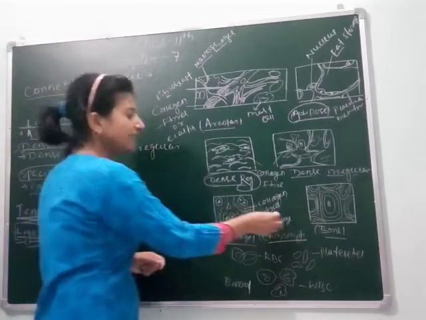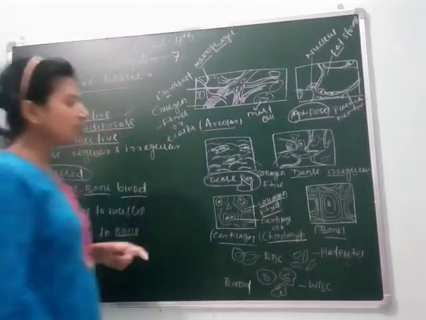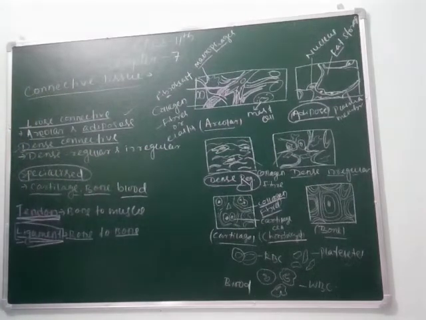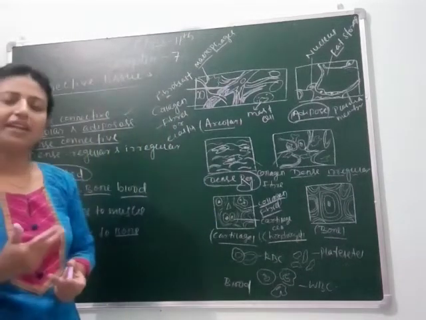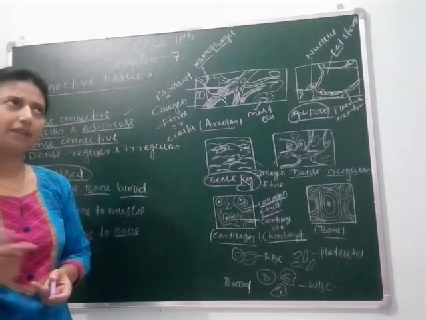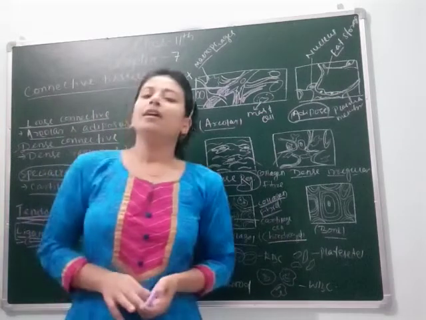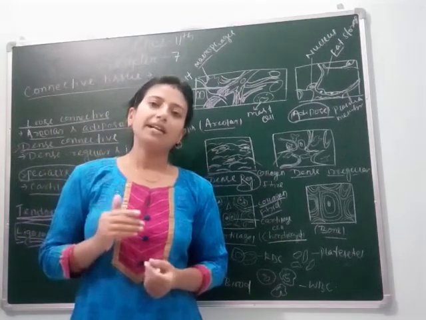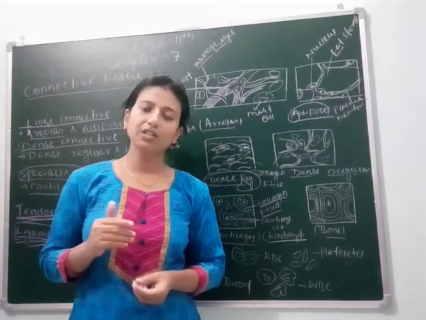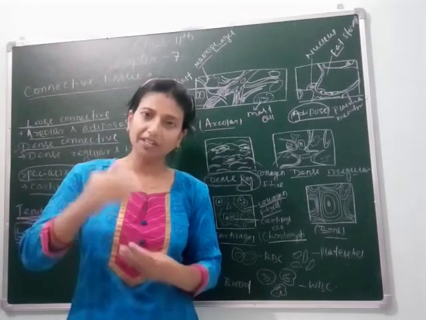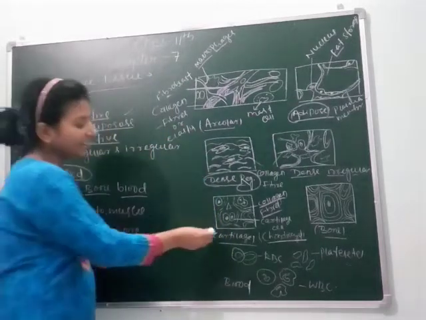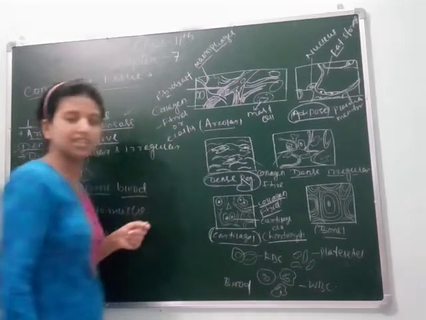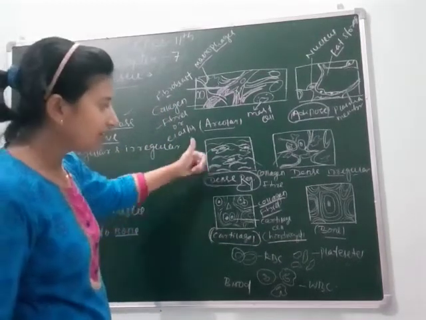Here are the collagen fibers. They are arranged around the cartilage cells. They also give pliability to the cell. Clear, students? In chapter 4 you have studied that some vertebrates show cartilage during their embryonic stage, but when they become adults, the cartilage is converted into bones. So this is the cartilage present in some vertebrates, which is further converted into bone.